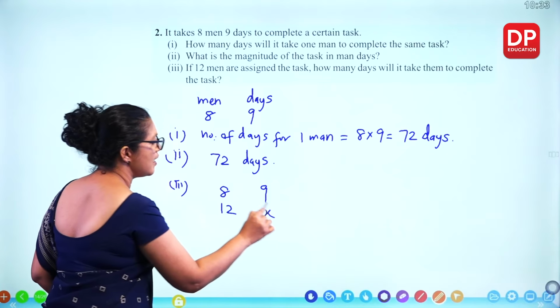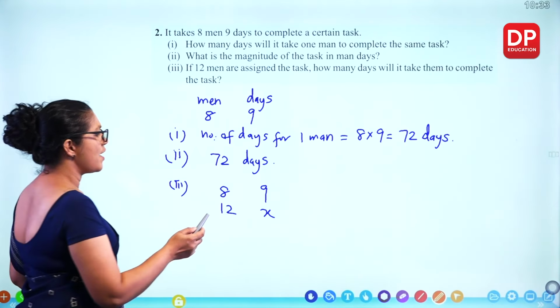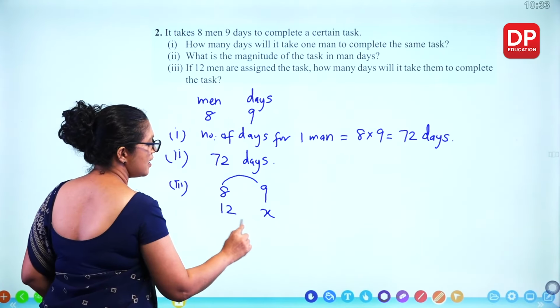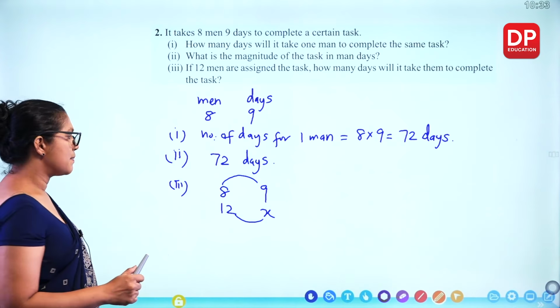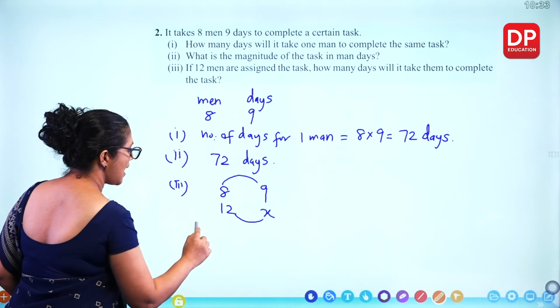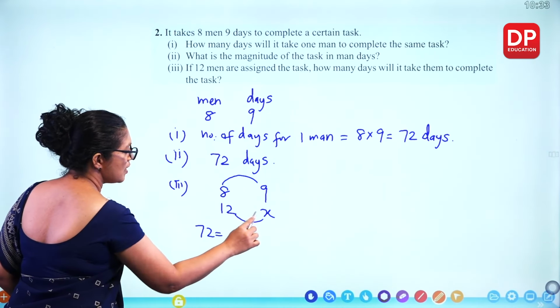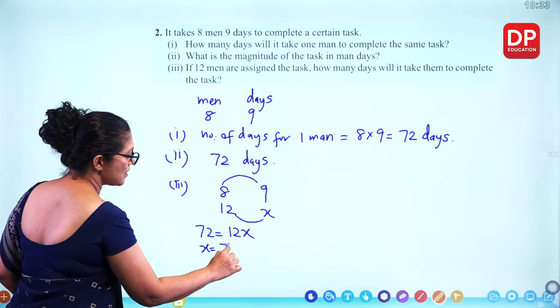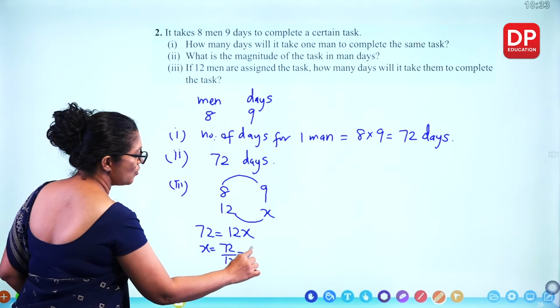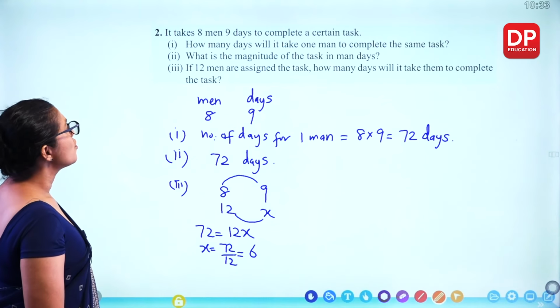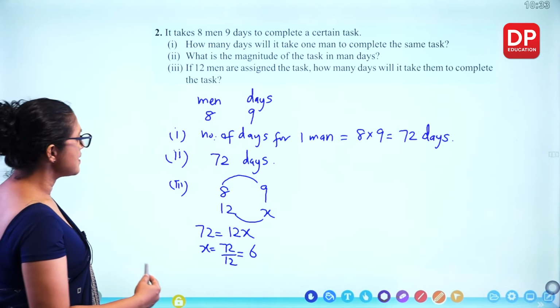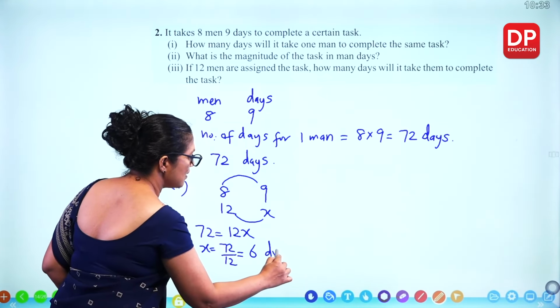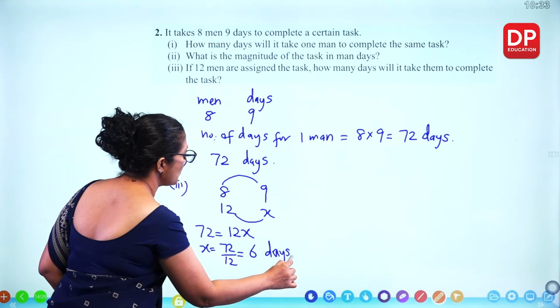So we can use any method. If I use my method, we horizontally multiply these two. 8 times 9, 72 is equal to 12 times x, 12x. X equals to 72 over 12, you get 6. So you need 6 days to complete the task with 12 men.